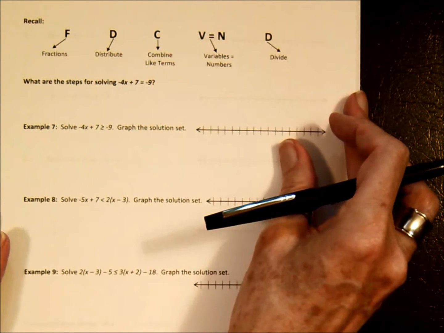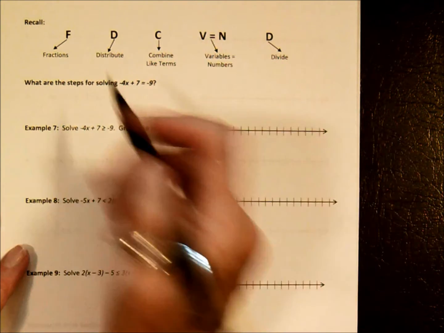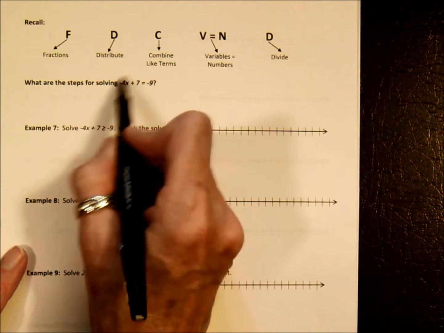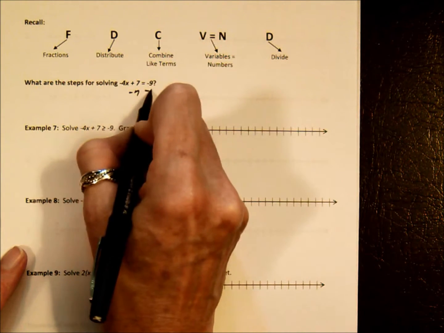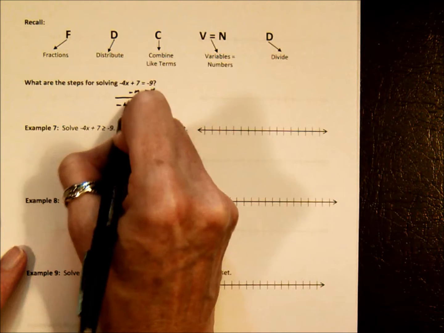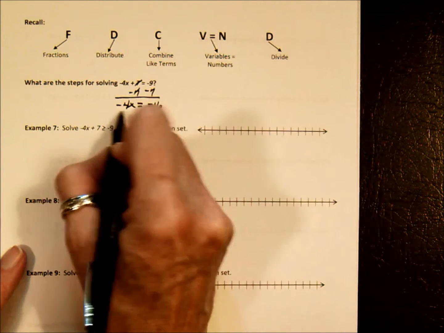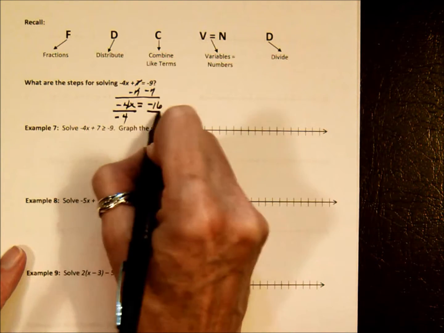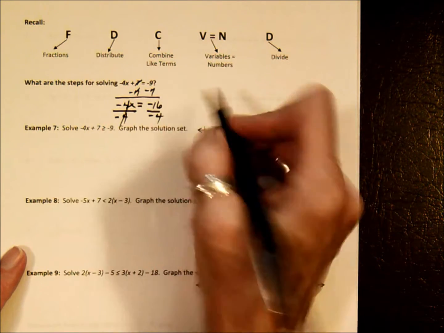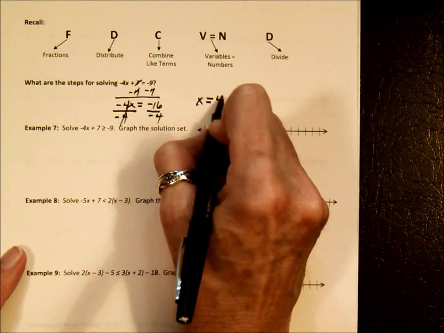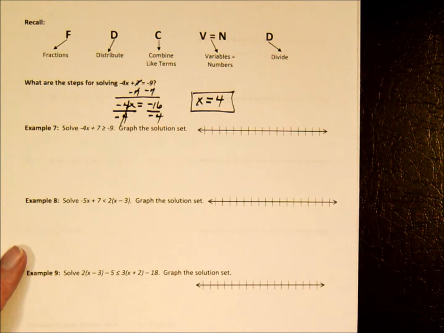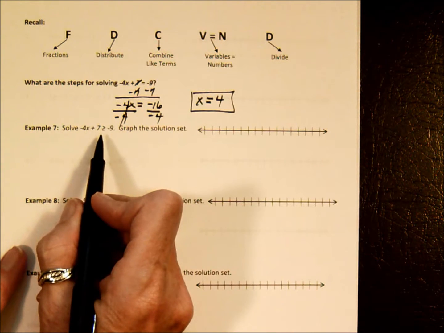It's the same thing with inequalities. So if I had this equation, my steps would be to subtract the 7, negative 4x equals negative 16, and then divide by negative 4. And I would get x equals 4, and that would be my answer. So when we do it as an inequality, we use the same steps.